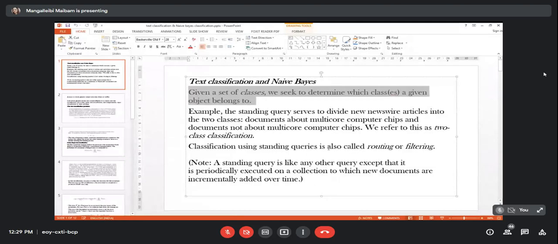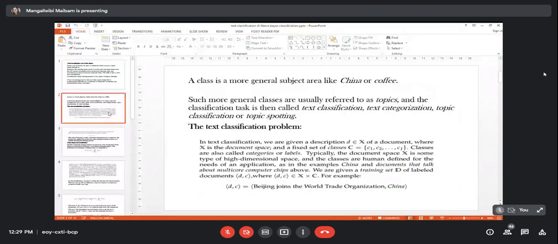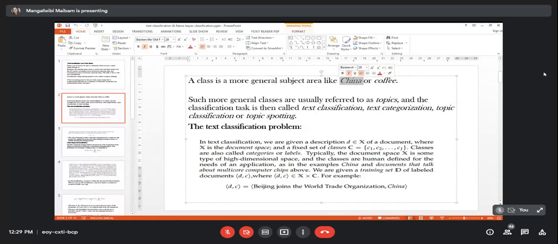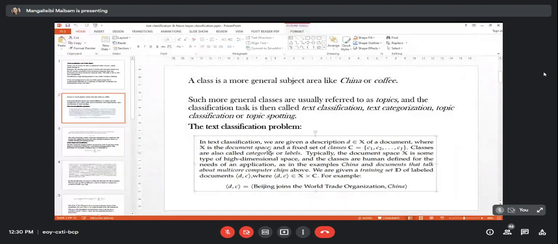So we will be given some labeled classes and an unlabeled one. For that unlabeled one, we are going to determine which labeled class it belongs to. Classification, let's start with the example. The class name can be anything, can be any text. For example, China can be one class name, coffee can be one class name. Okay, we'll start with the second part.